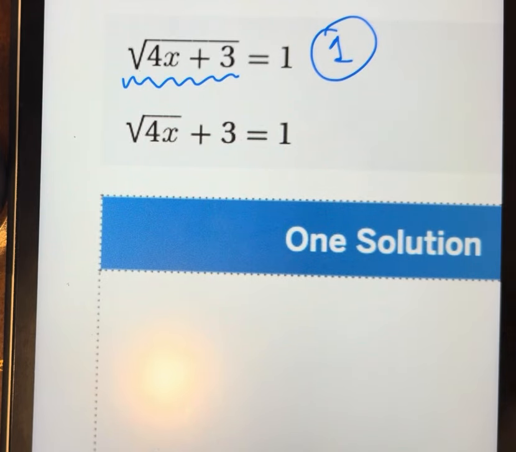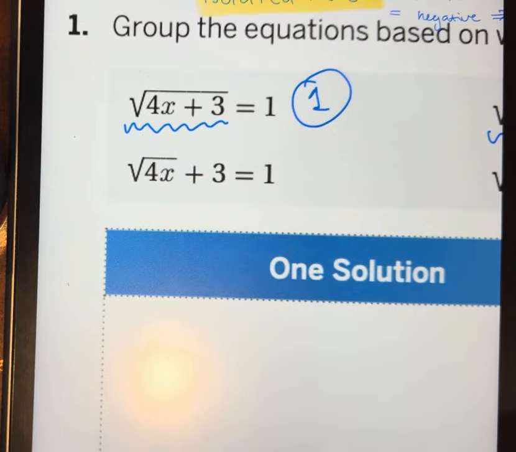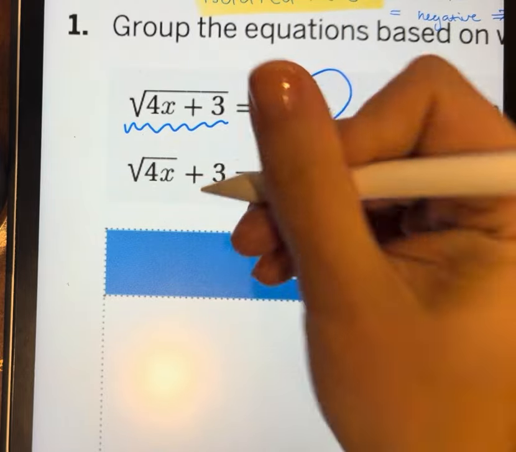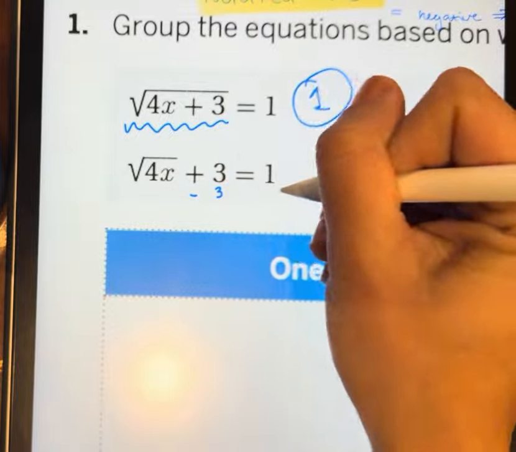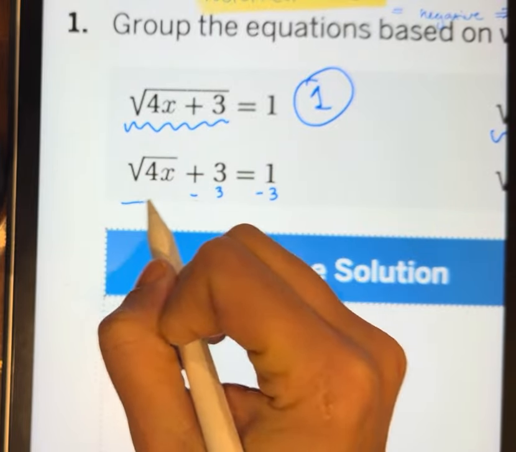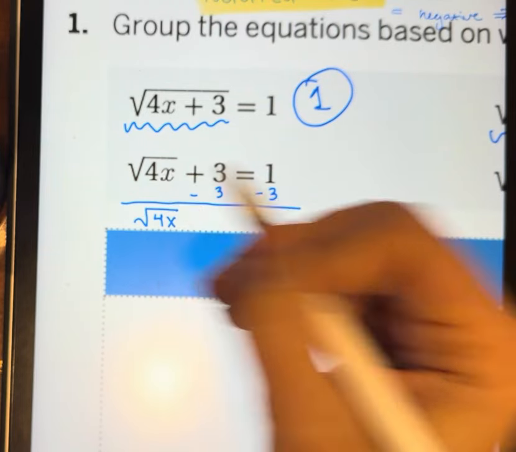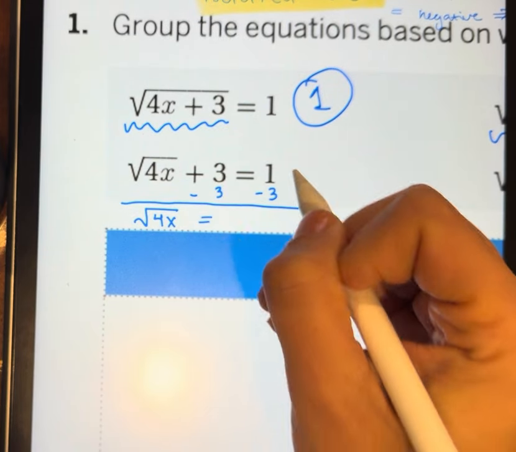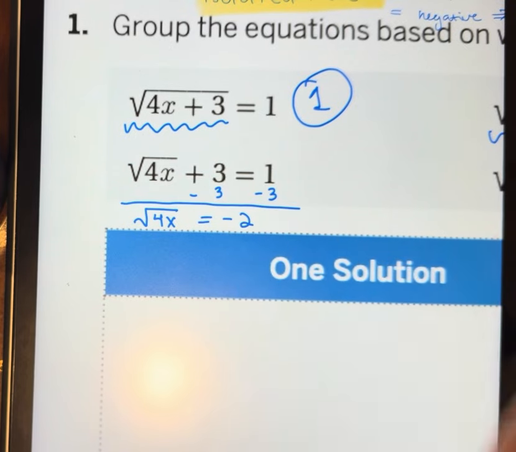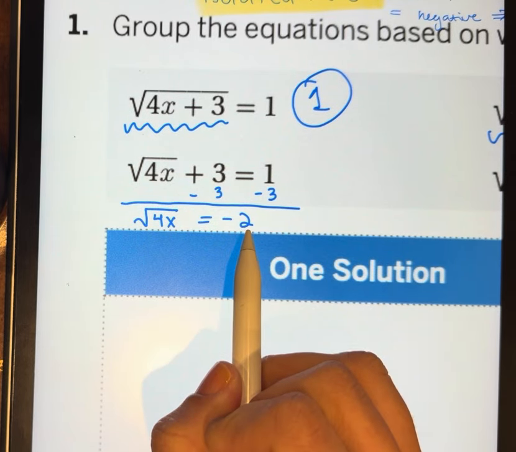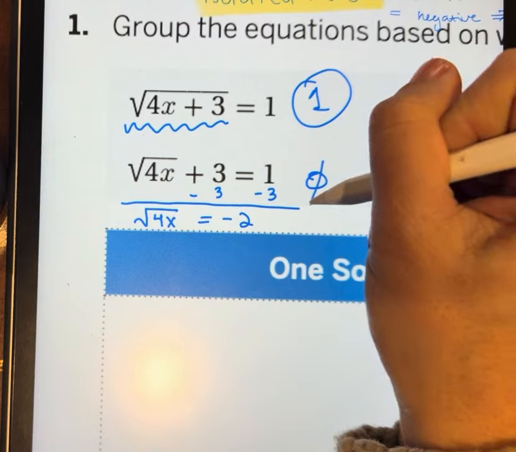So what we will do is, you guys in math, you always have the power to change things, all right? We don't have an isolated radical. We want an isolated radical. Subtract the 3 from both sides. Get yourself an isolated radical. The square root of 4x will equal 1 minus 3, which is negative 2. Now we have isolated radical equals negative. No solution.